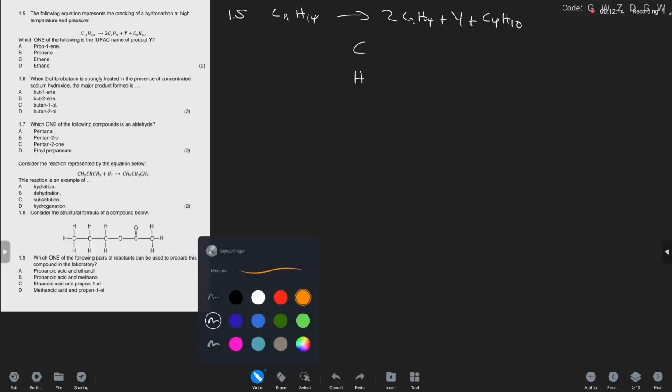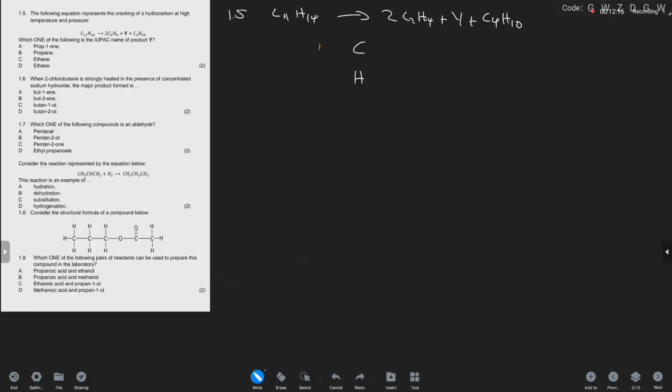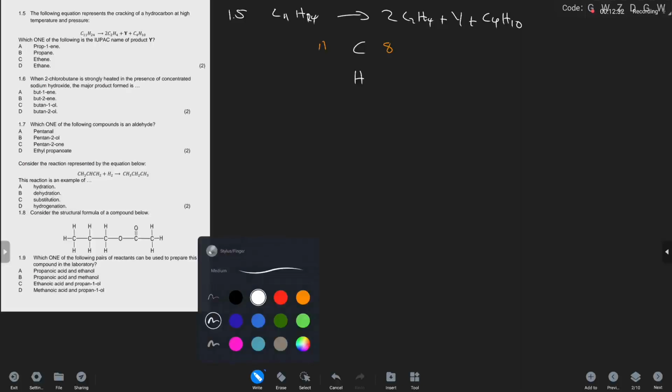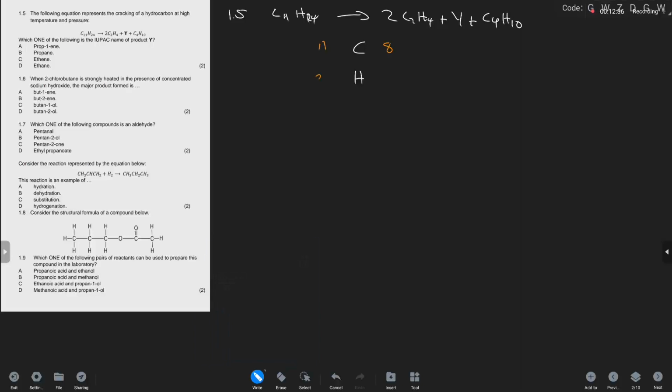So the first thing is we do that through balancing the number of carbon atoms. On the left hand side, that's where we have the most carbon atoms, which is 11, and on the right hand side we have 8, which is 2 times 2, which is 4, plus 4, that's 8. Hydrogen atoms on the left side, we have 24. I made a mistake in the beginning.